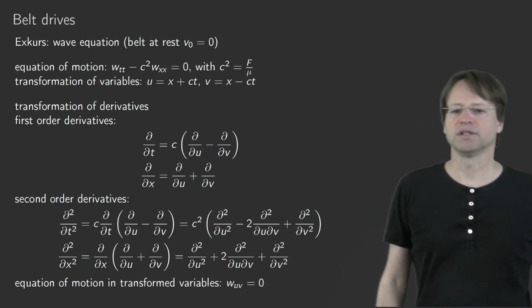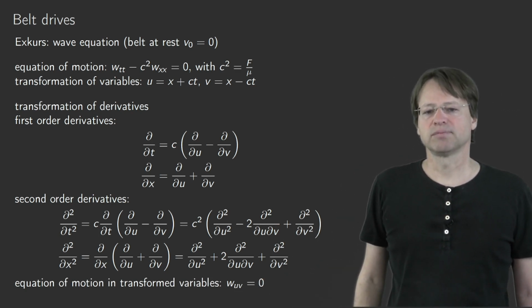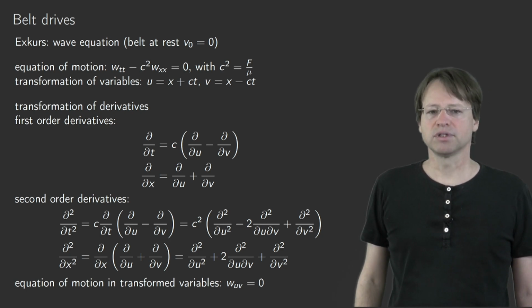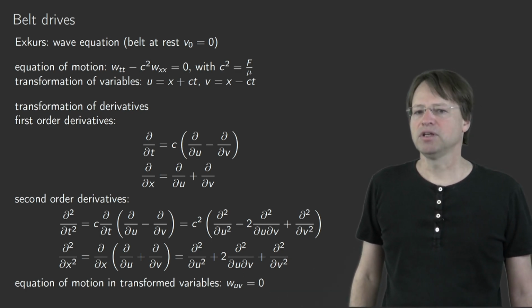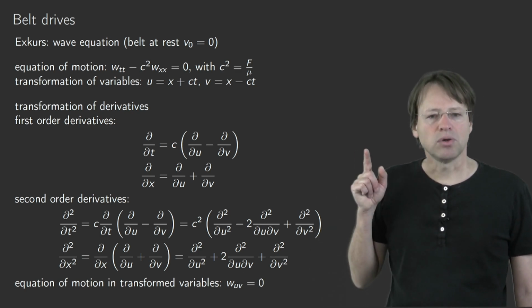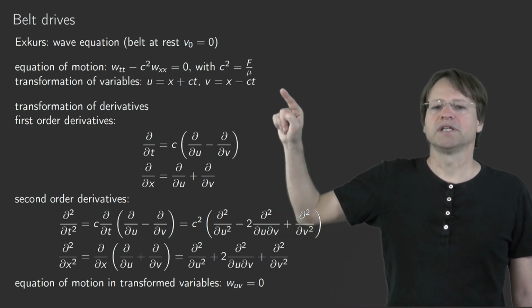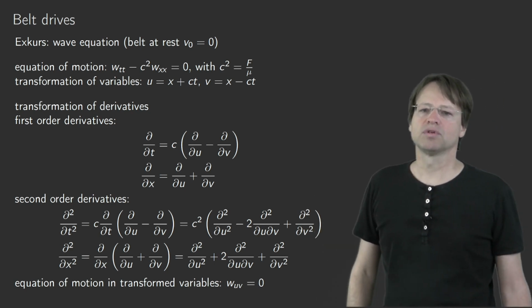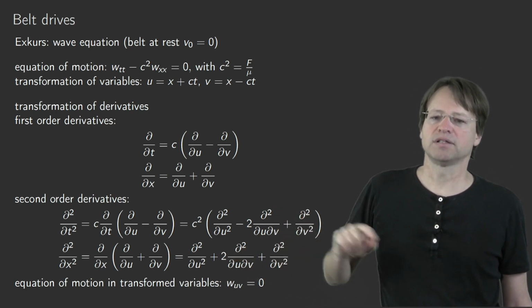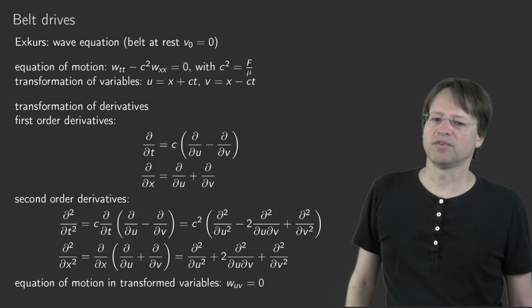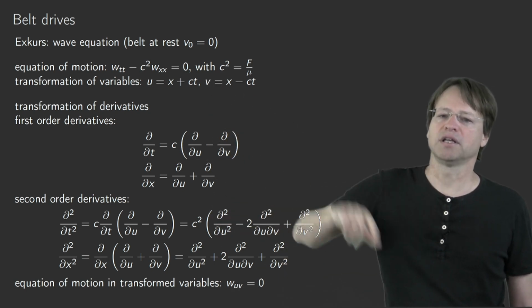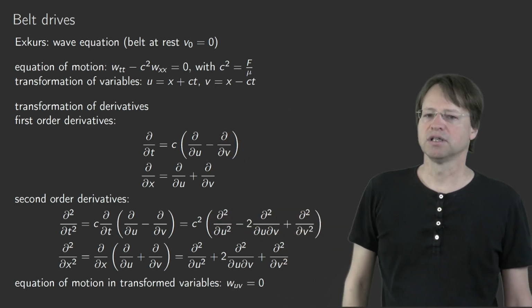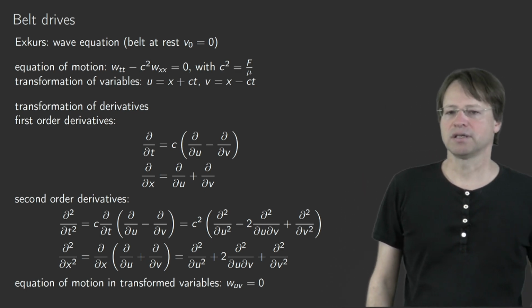This one, written in index notation: w with respect to u and v is equal to 0. A very, very simple equation that is very, very easy to satisfy. Namely, you take a function that depends solely on u or solely on v, and you can be sure that it satisfies the equation of motion in transformed variables, and therefore it also satisfies the classical equation of motion if you plug in x plus ct for u or x minus ct for v. This is shown on the next slide.